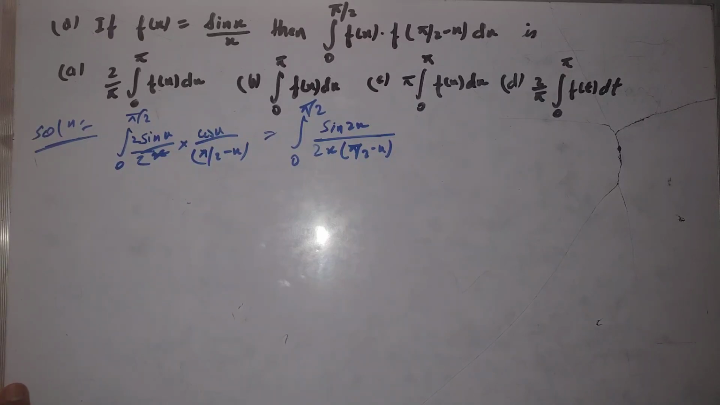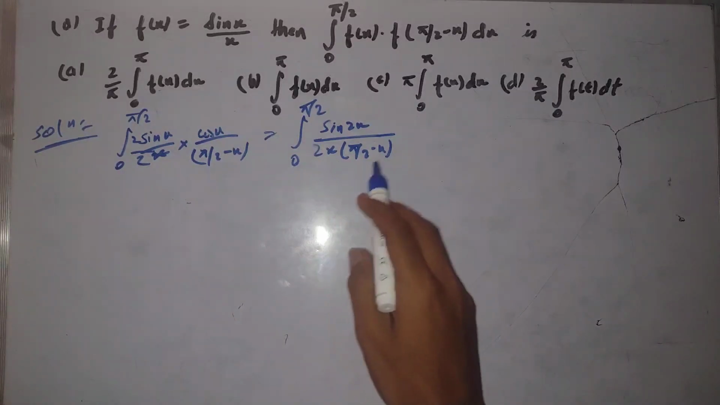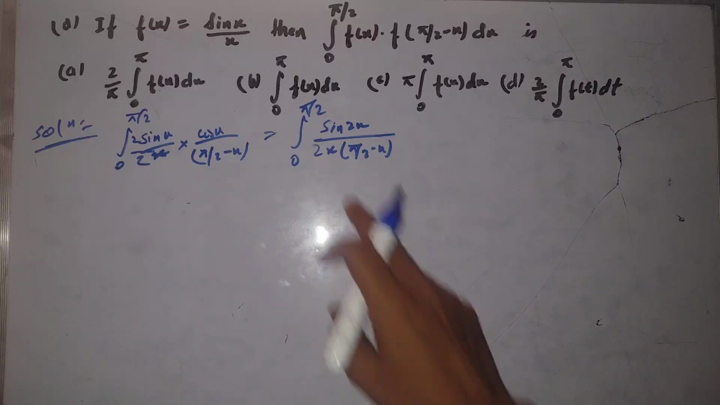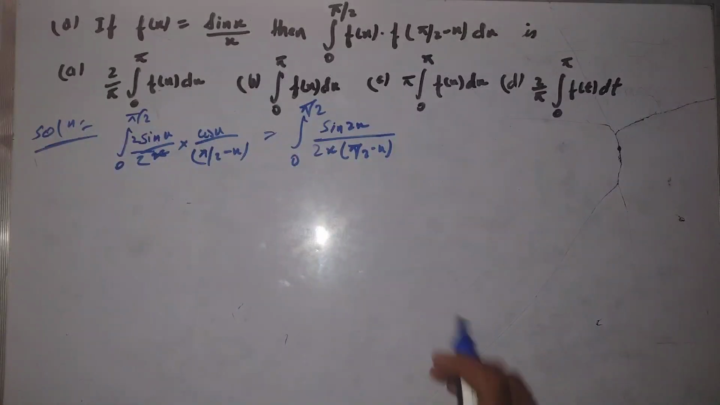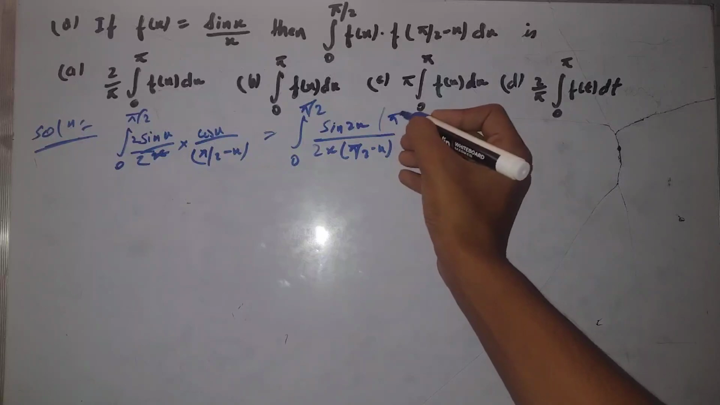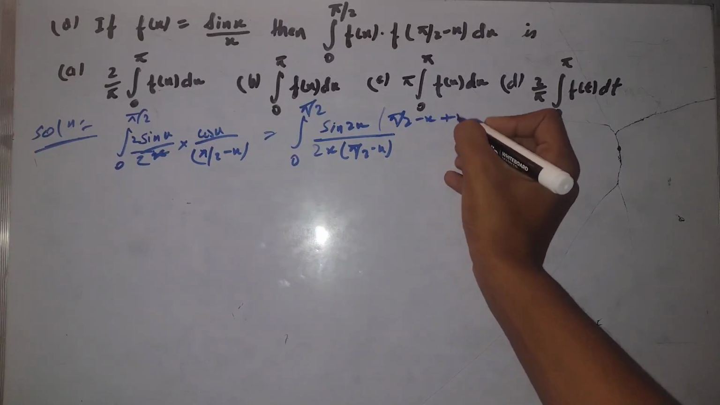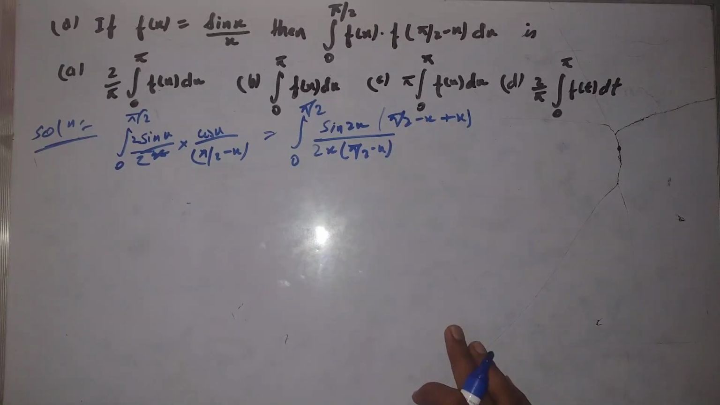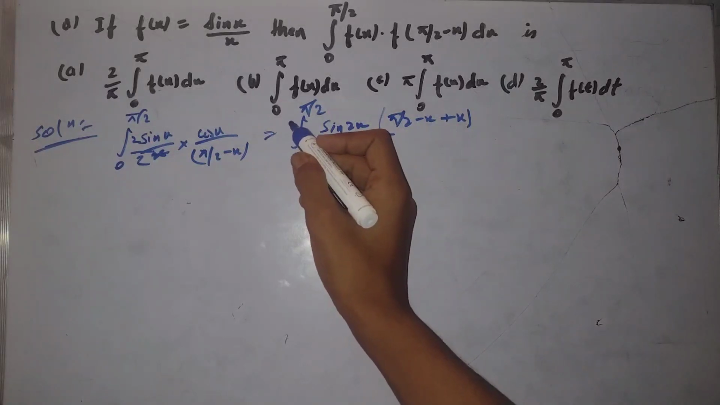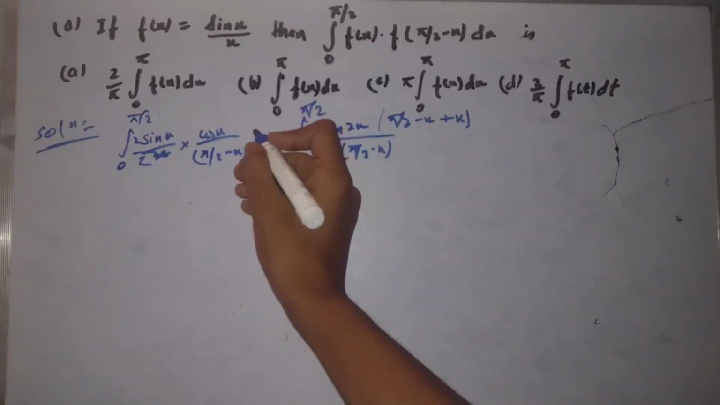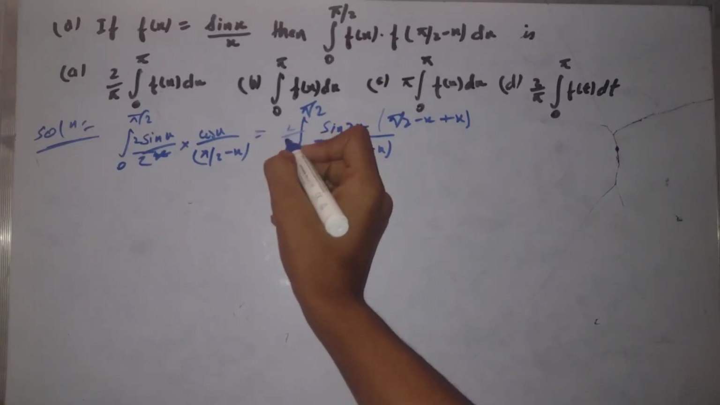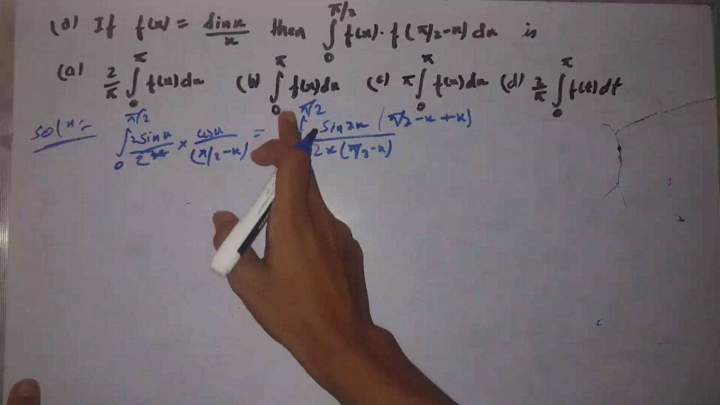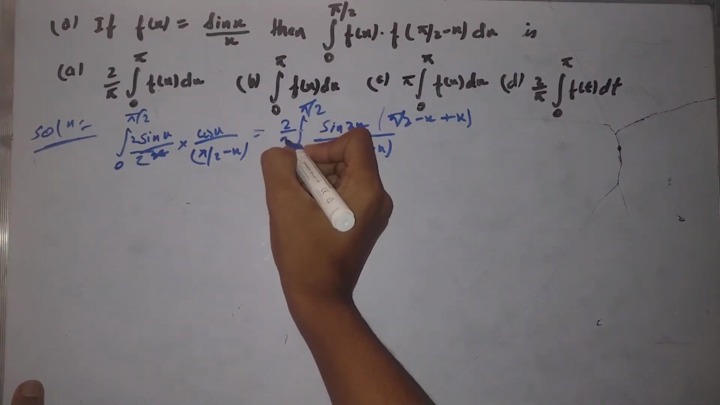From the King's integral property, we know that if we add these, we will get a constant. Therefore we can write 1 as a sum or difference of these two. So I'm going to write it as pi by 2 minus x plus x. Plus x minus x will cancel here, and we get pi by 2. Because we are getting a pi by 2 here, I have to divide by pi by 2, that is, multiply by 2 by pi. So 1 by pi by 2 is 2 by pi.